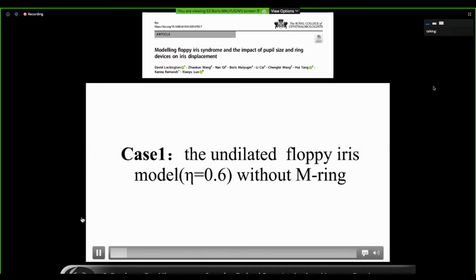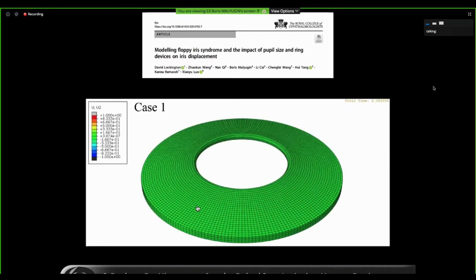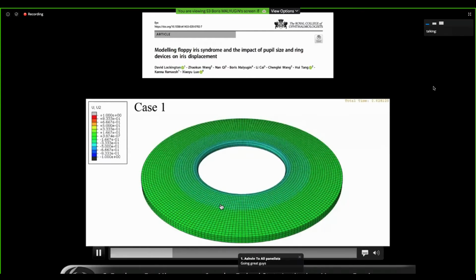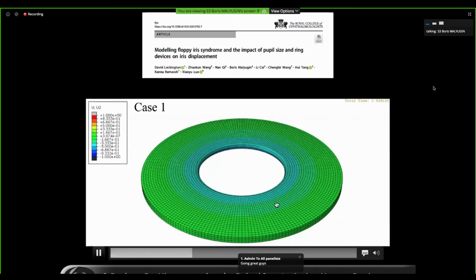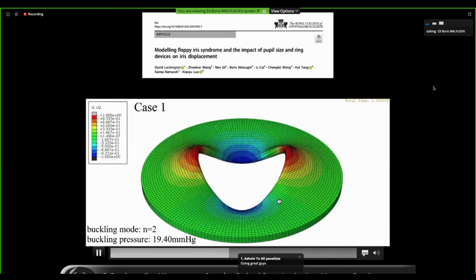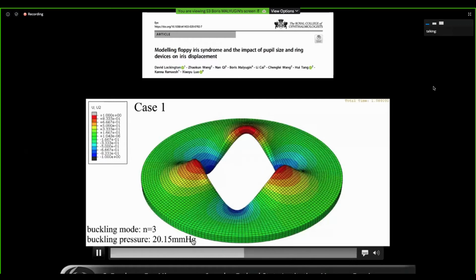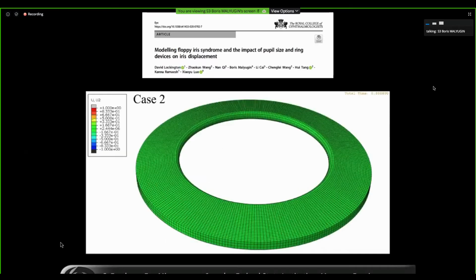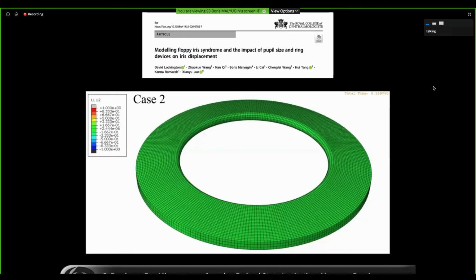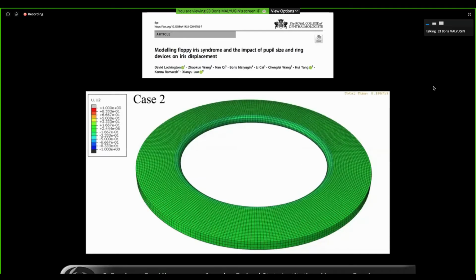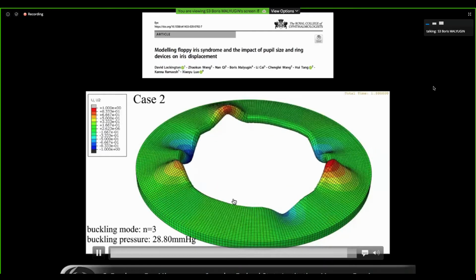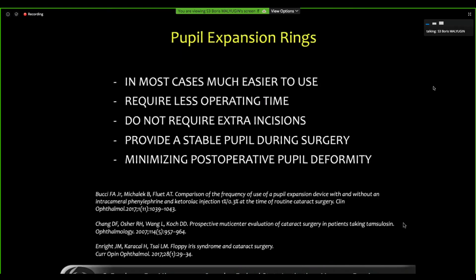And this is the modeling of the floppy iris syndrome. As you can see here, the billowing and buckling of the iris in a small pupil situation is quite intensive, with a very small buckling pressure. However, when you keep the iris in 8 points, as happens with the pupil expansion ring, there is a little bit of buckling in between these pupil fixation points. However, the whole situation is quite stable.